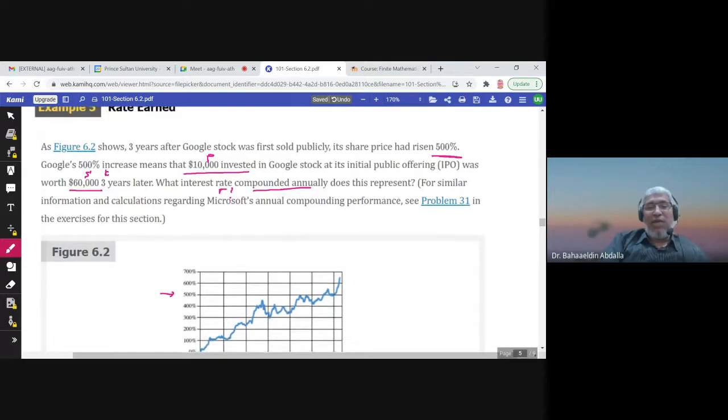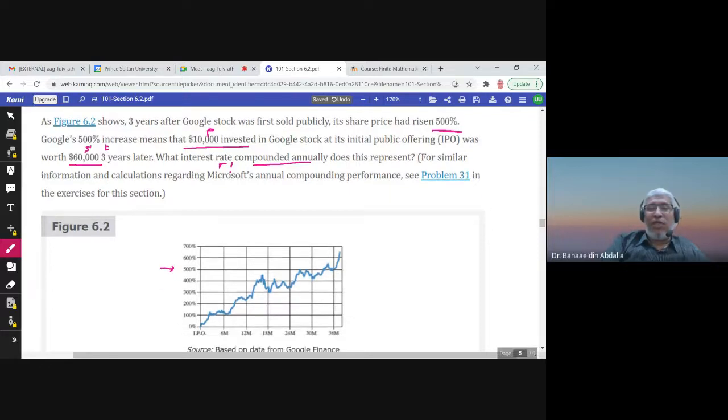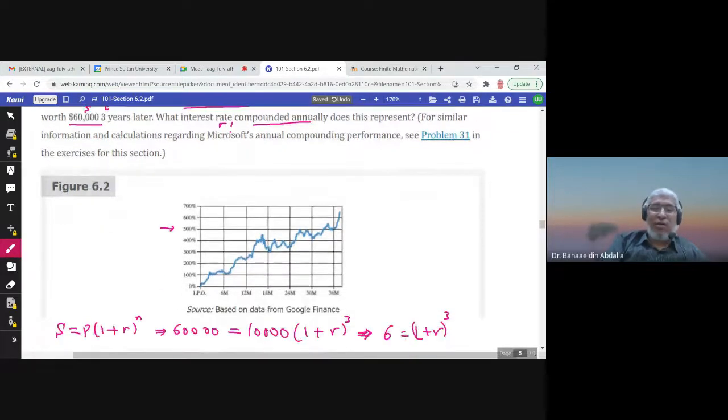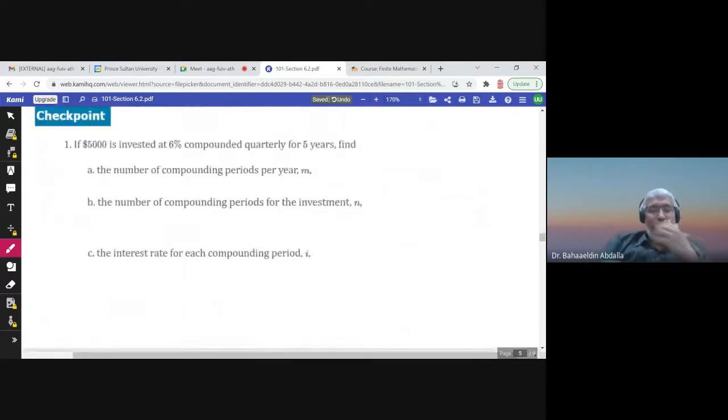So this is the rate this investment will give you per year. This is the interest rate, the interest rate per year. 5,000, this is P, is invested at 6%, this is R.